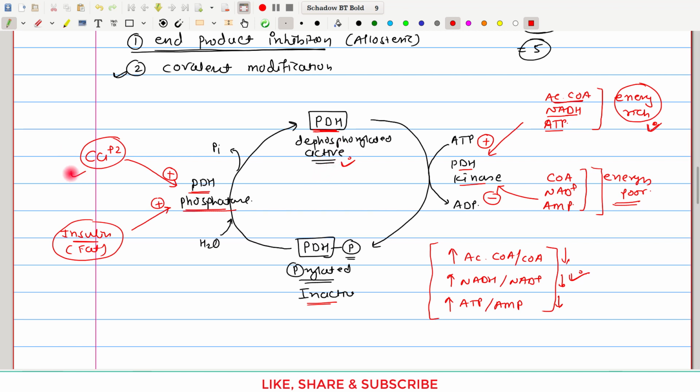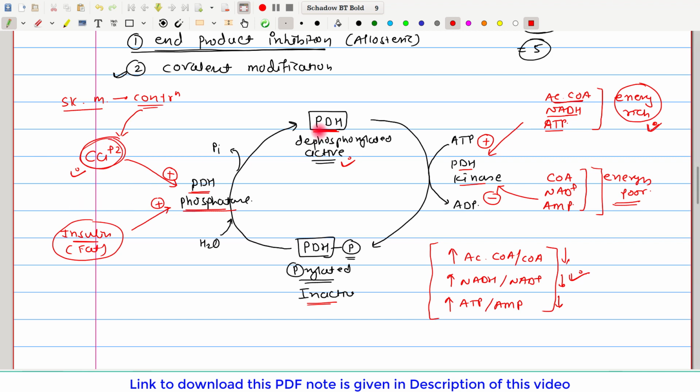Now, what should be the purpose of this calcium stimulating this PDH phosphatase? The answer is that when skeletal muscle undergoes contraction, at that time calcium is released. So, this released calcium will make sure that enough PDH activity is there, and by that enough ATP will be generated, right.